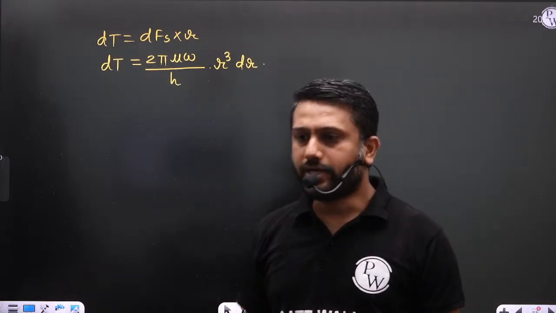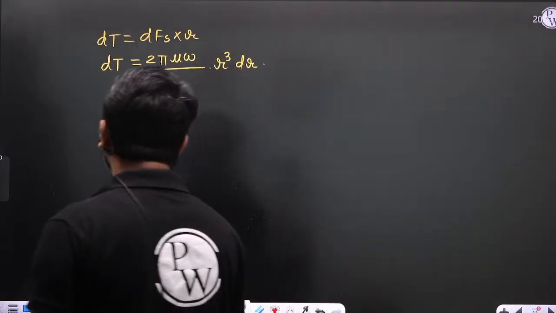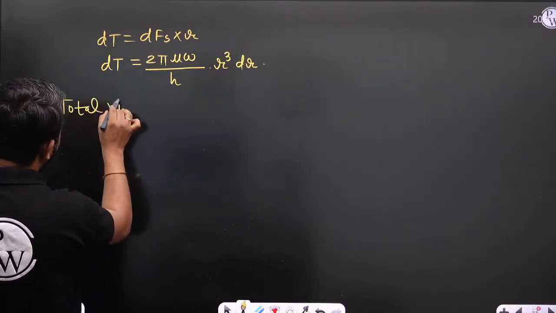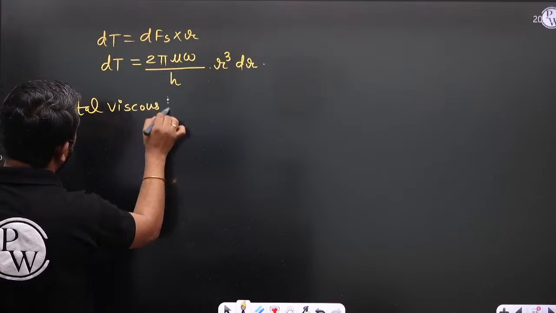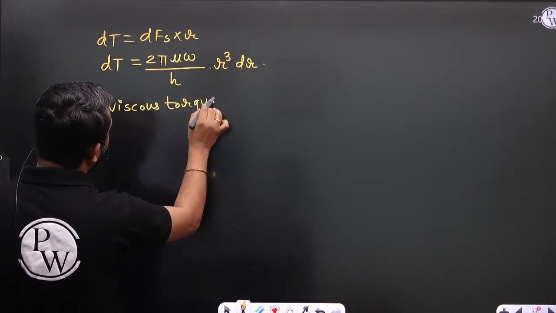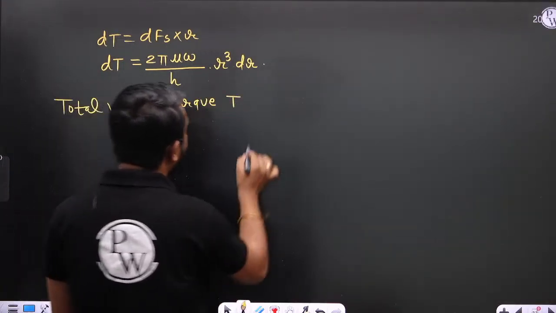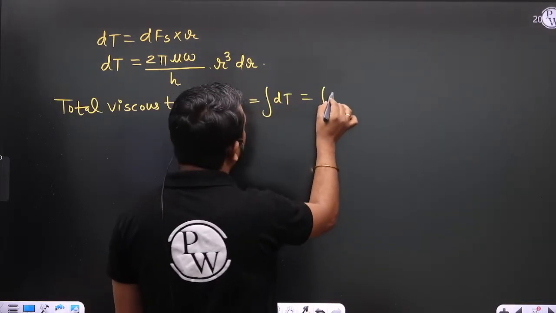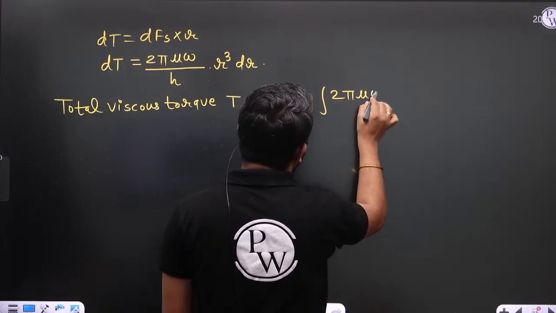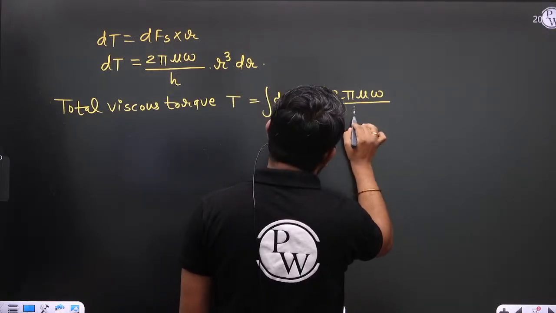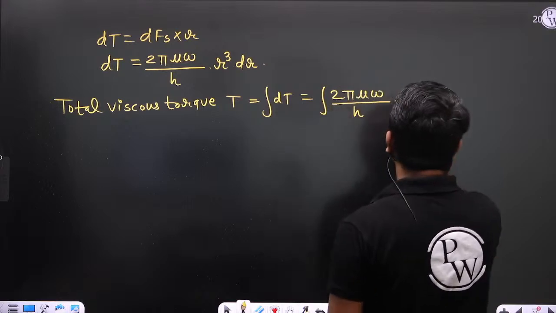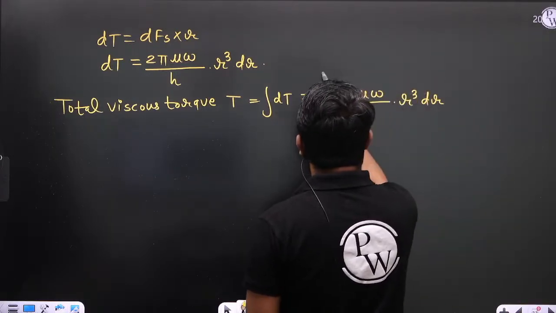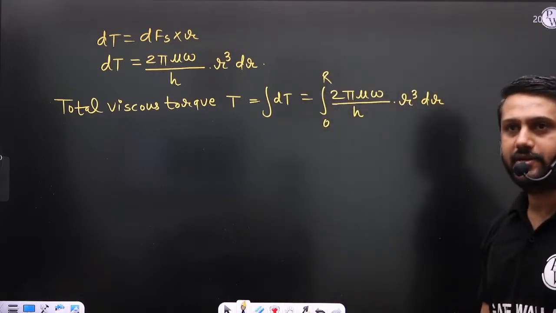Now calculate the total viscous torque. This is the integration of dT, which is the integration of 2 pi mu omega by h into r cube dr. And what is the limit? The limit is 0 to r.